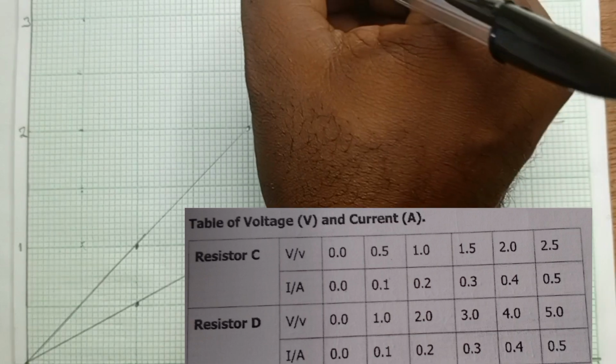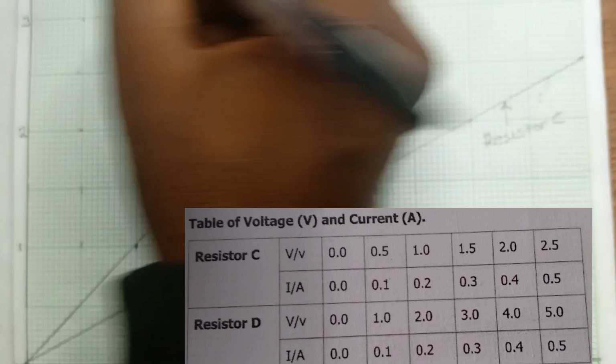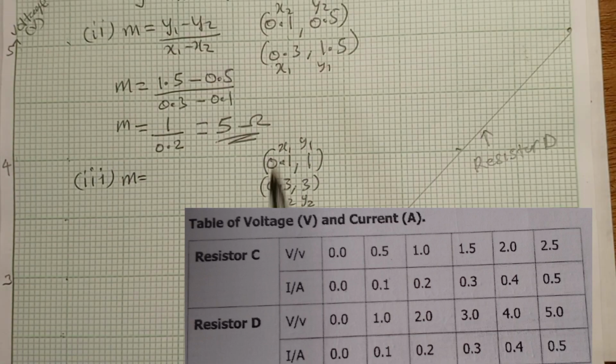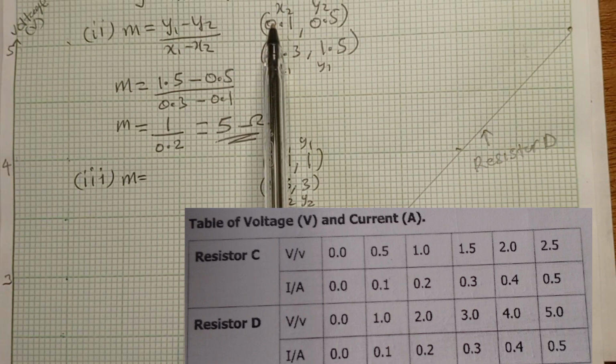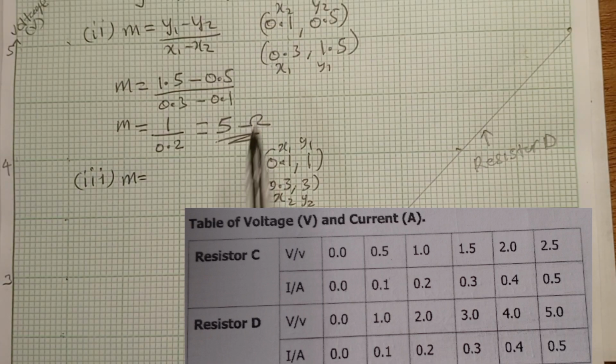So let this be x2, y2. I have picked the same values for x, that is for resistor C and resistor D. The two resistors have the same values of current, which is the x-axis. They are not changing. So now I want to know which one has the higher resistance. So I'm going to maintain the values for x-axis.